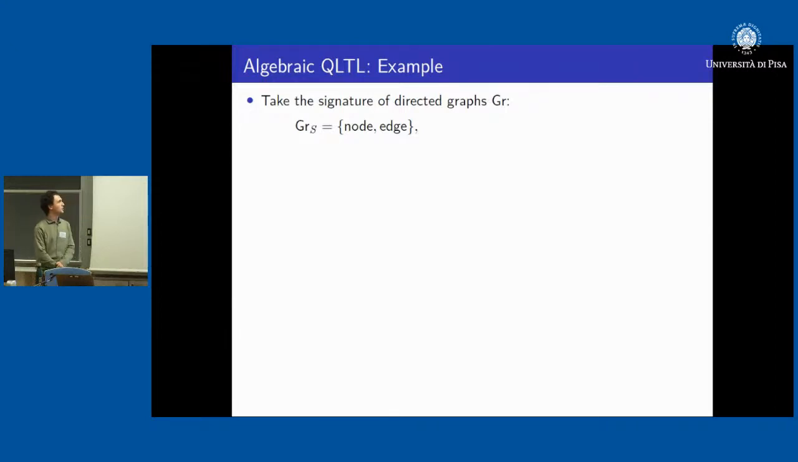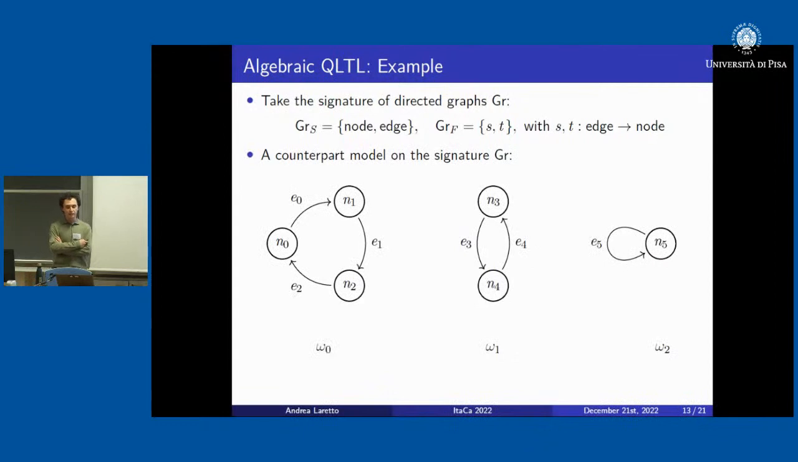So we have two sorts, node and edge, and two functions, source and target, with these signatures from edges to nodes, which represent the source and target. And we have, for example, this counterpart model on the signature of directed graphs, actually. And we have this graph in the first world, which gradually gets shrunken down to a smaller graph.